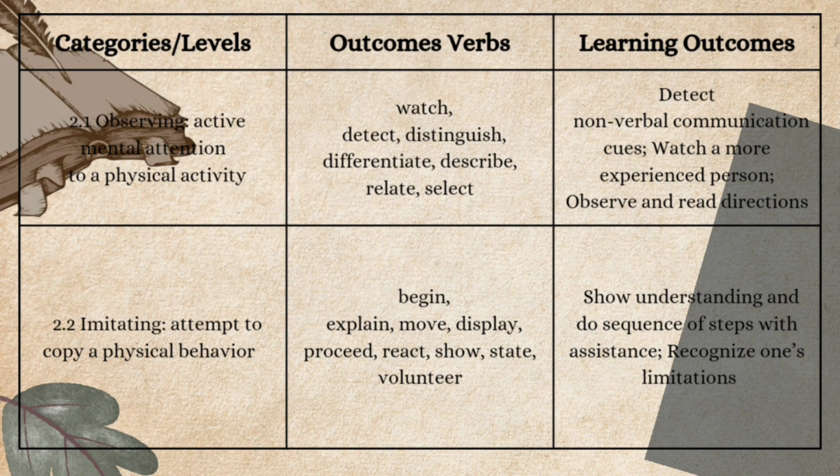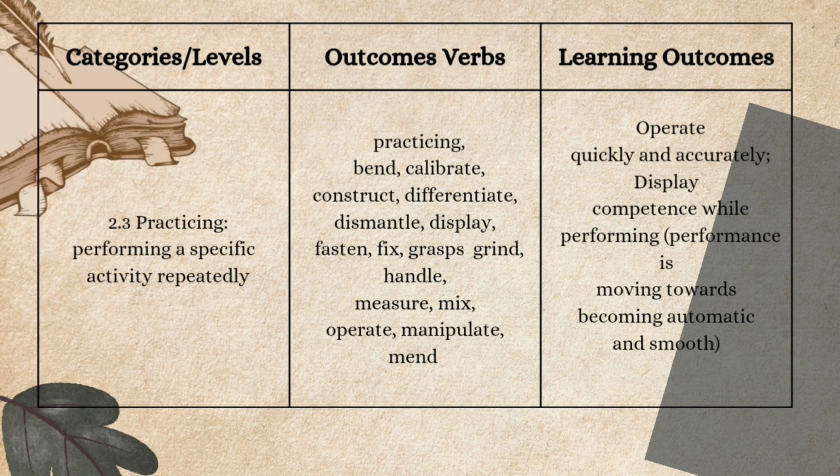Second one is imitating. Imitating is an attempt to copy a physical behavior. For the outcome verbs, we use begin, explain, move, display, proceed, react, show, state, and volunteer. For learning outcomes, examples: show understanding and do a sequence of steps with assistance. Recognize one's limitations.